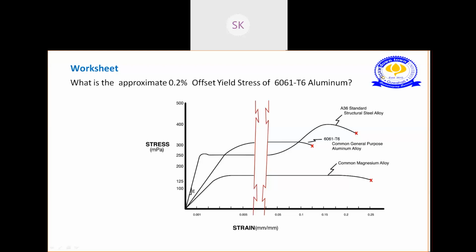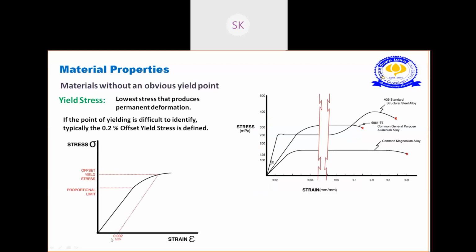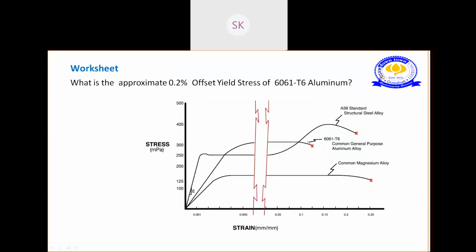Student: Ma'am, what does 0.2 mean here? Strain. 0.2 means this strain, 0.2% or 0.002 strain. At this point, draw a line parallel to the curve, and the point where it intersects, take the value on the stress axis. That will be your 0.2% offset yield stress. So for this, you have to find it for aluminium.